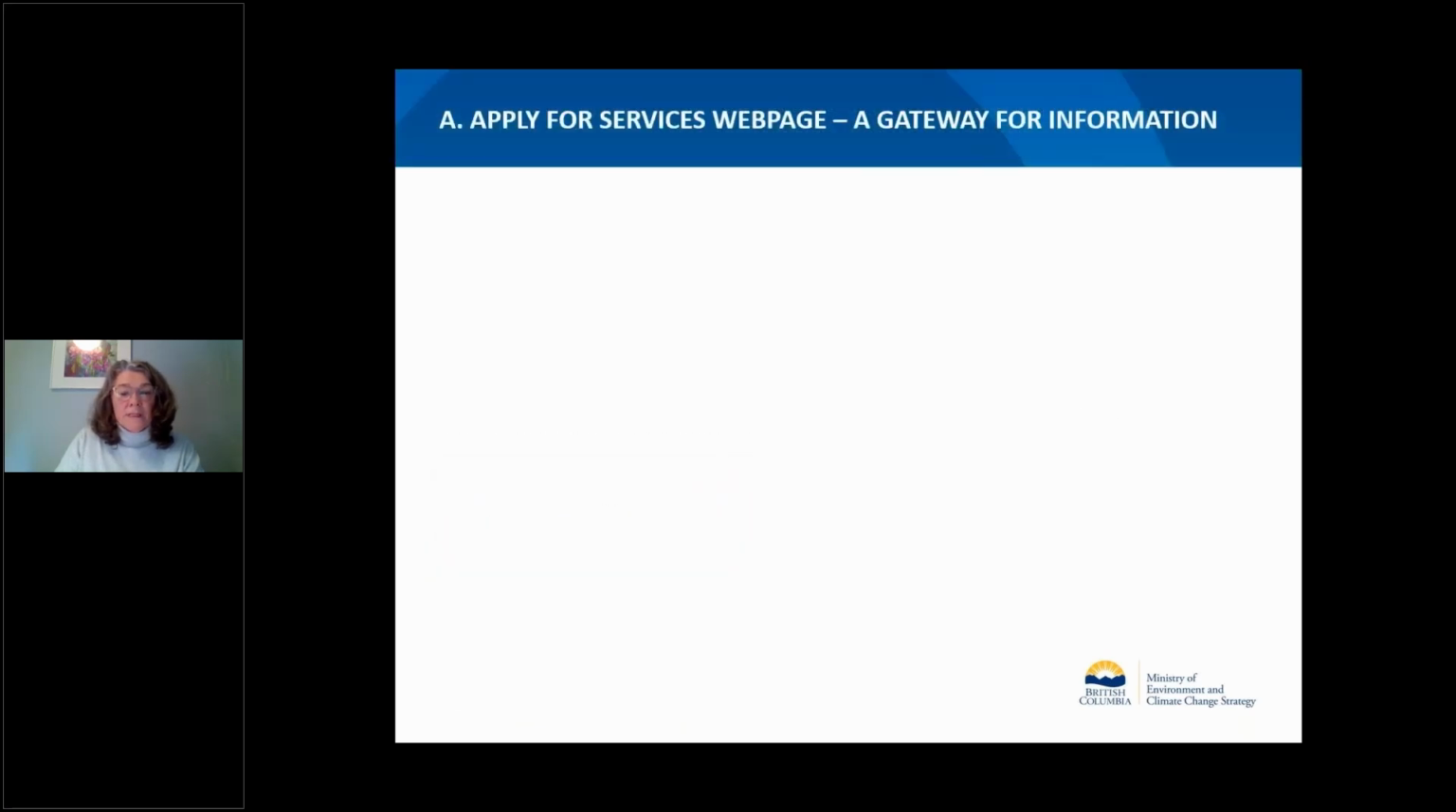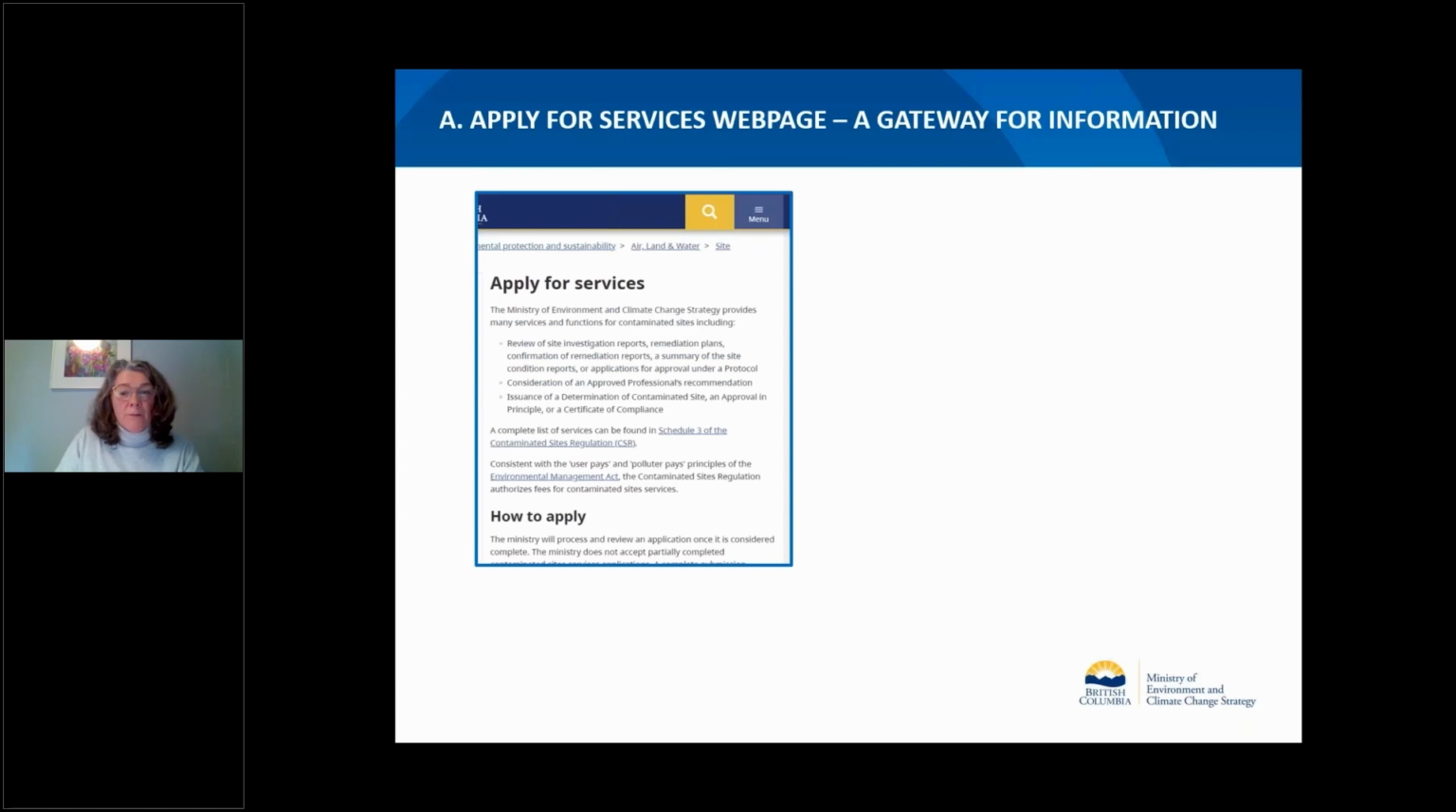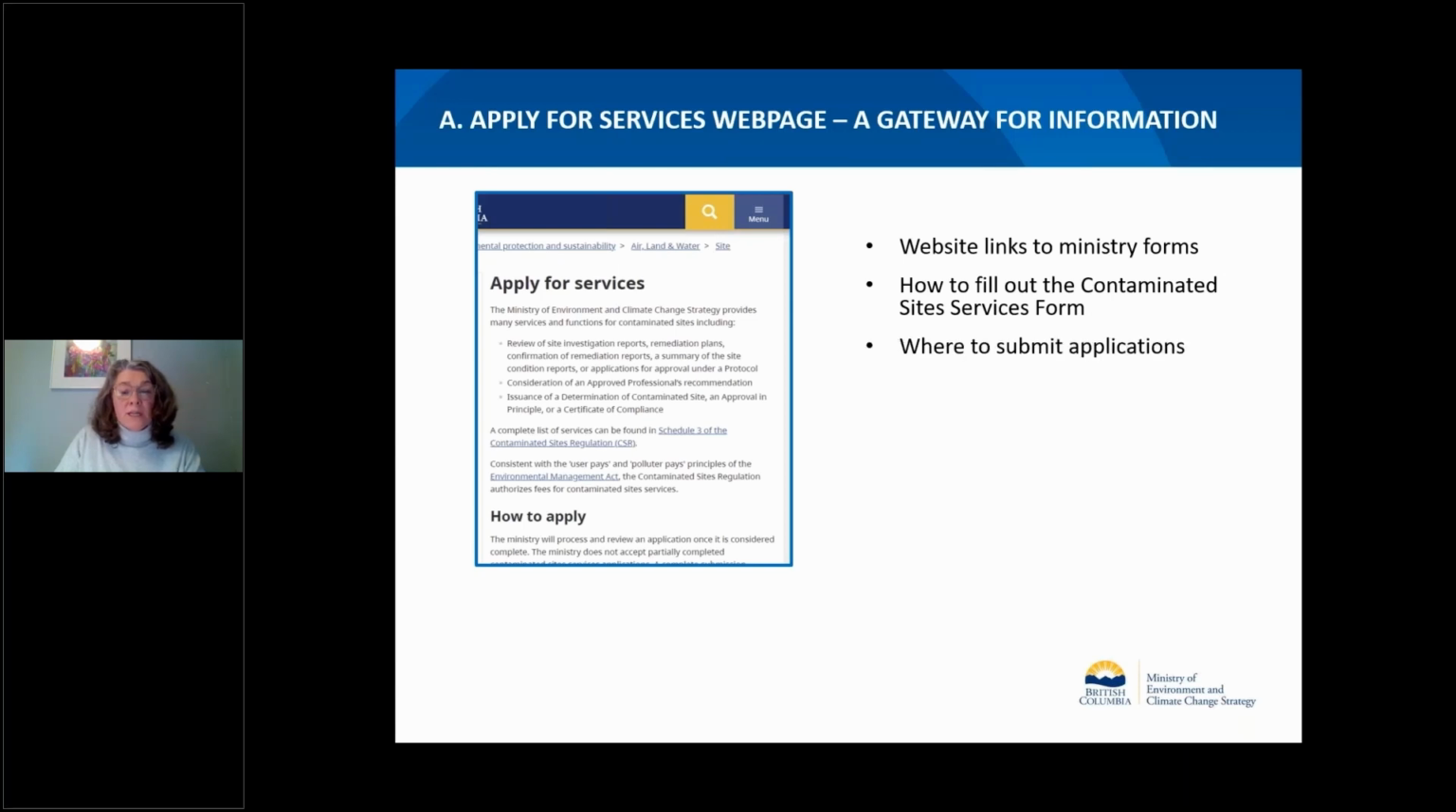The Apply for Services webpage is your information destination for linkages to important documents, including the Contaminated Site Services Form, Site Risk Classification Report, Protocol 6 Pre-Approval, and other required site remediation forms. Here you'll find the directions for how to fill out the Contaminated Site Services Form. You'll see which is the correct destination addresses for your application.